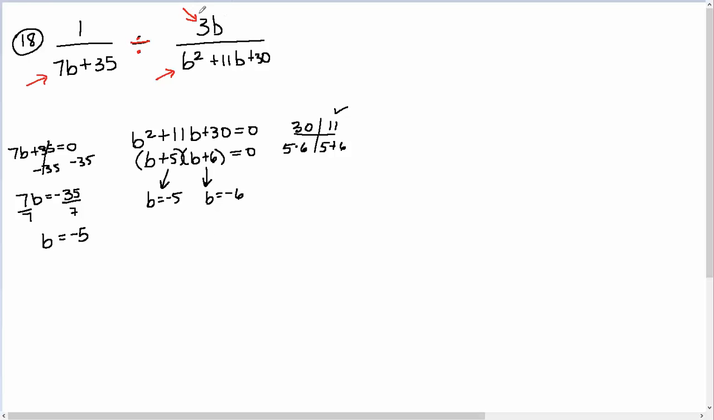Oh, and let's not forget the 3b. So we have to set the 3b equal to 0, and we get b equals 0. So what are the excluded values? Negative 5, negative 6, and 0.